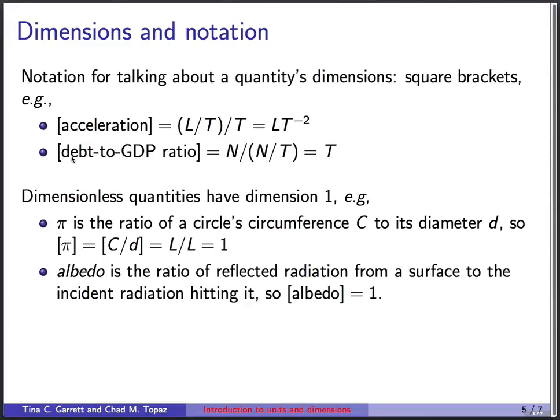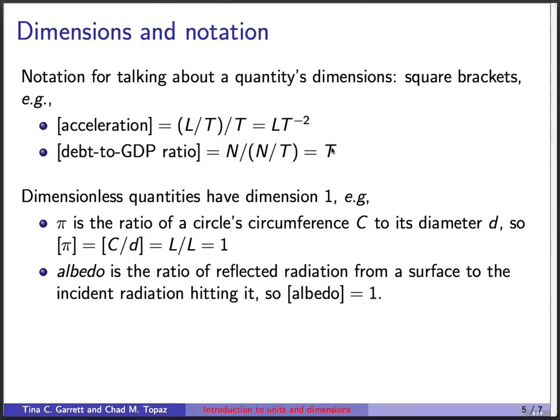We could ask, what are the dimensions of debt to GDP ratio? Now, debt is an economic quantity. It's how many dollars. Dollars is an amount of substance. So the dimensions of debt are N. GDP is gross domestic product. That's an amount of money per year. So the dimensions are N divided by T. The ratio of those things is N divided by N over T, which has dimensions of T. So debt to GDP ratio has dimensions of time.